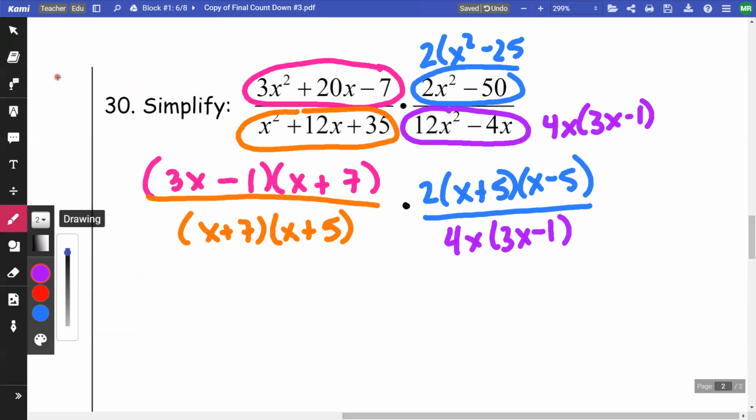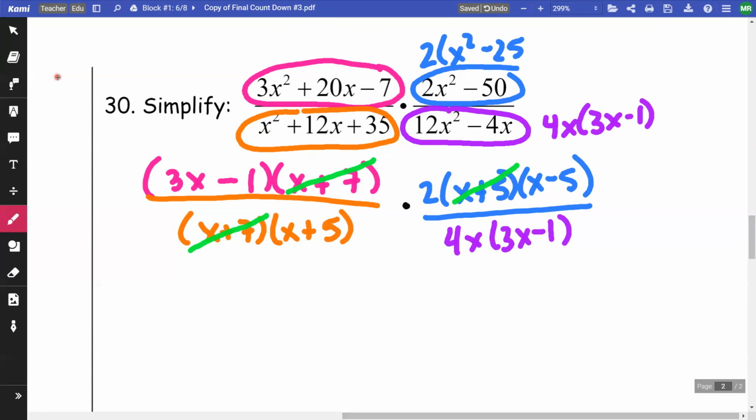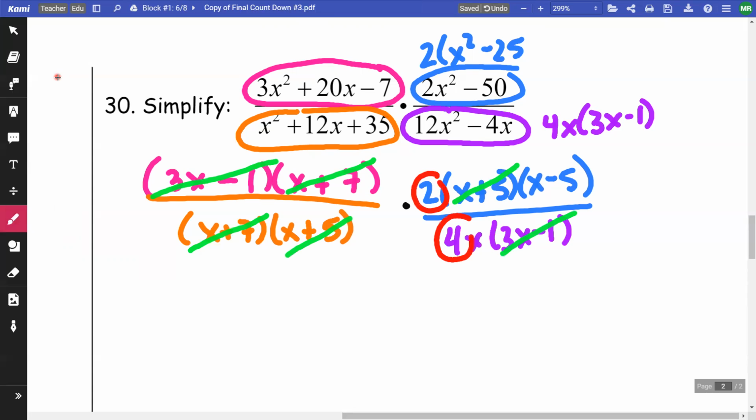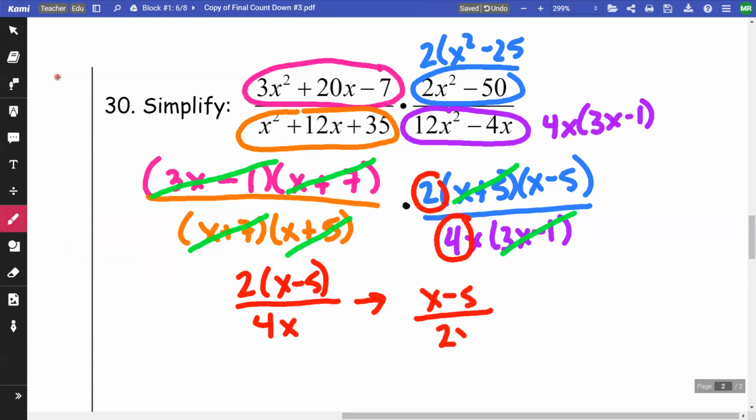Now I'm basically going to try to simplify. So this x plus 7, this x plus 7, this x plus 5, this x plus 5, this 3x minus 1, this 3x minus 1. And be careful. You have a 2 and a 4, which we can reduce. So here, let me just write this. 2 times x minus 5, 4x. And so I can take a 2 from top and bottom, and I'll get x minus 5 over 2x, and that's your answer.